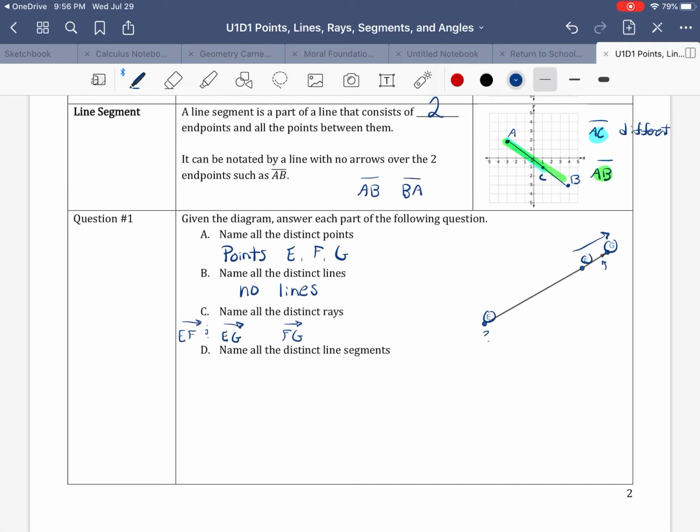And then lastly, it says to name all distinct line segments. And here we have three distinct line segments, right? We have this section, we have this section, and then the entire section. Again, the order of our endpoints doesn't matter, so we have EF, FG, and EG. Those are three distinct line segments.